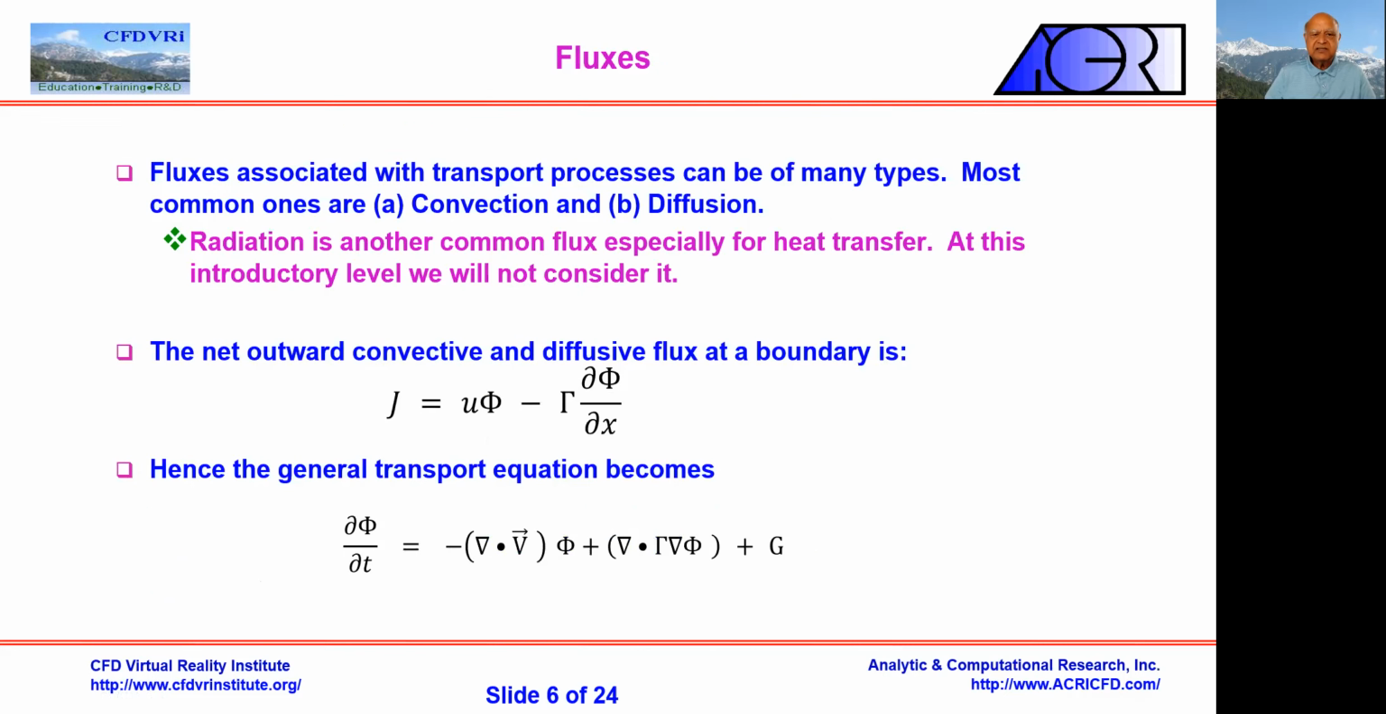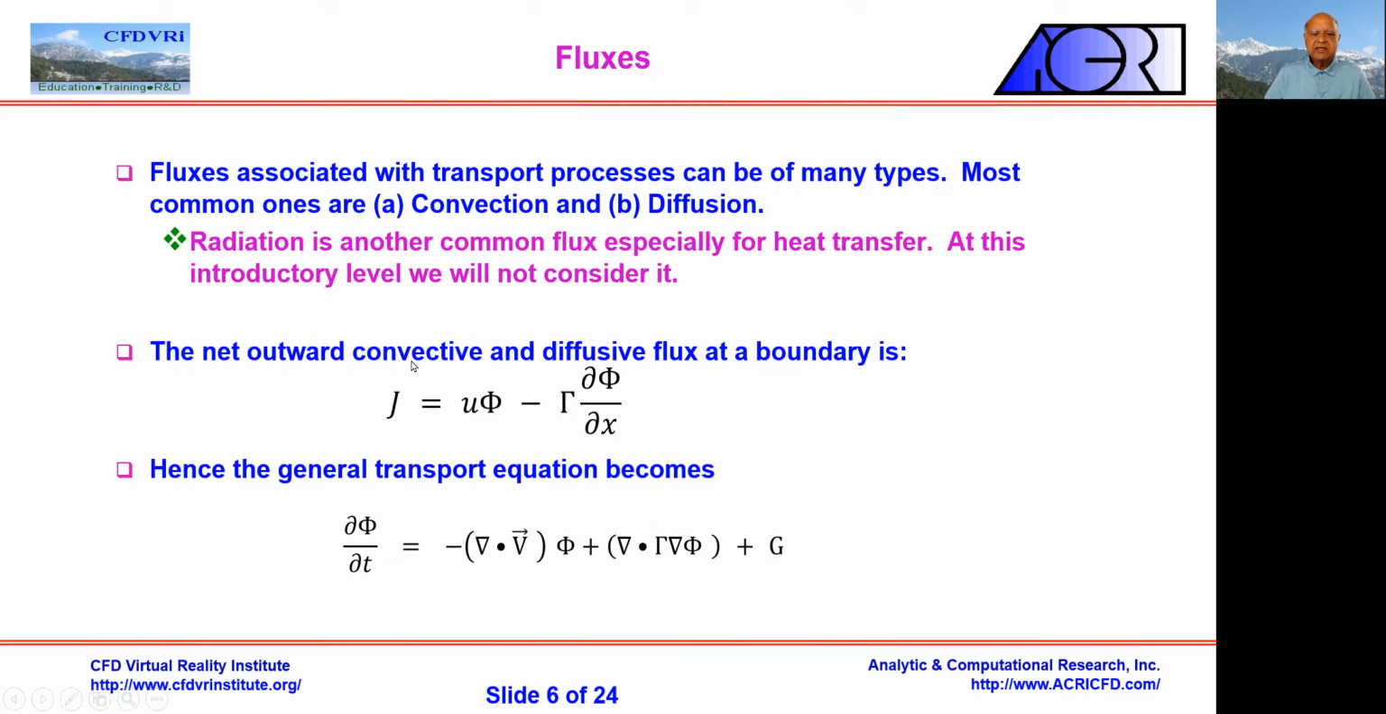Now let's look at the fluxes. Fluxes associated with transport processes can be of many types, but the most common ones are convection and diffusion. Those are the ones we'll discuss here. Radiation is another common flux, especially for heat transfer, but at this introductory level, we are not going to consider it.